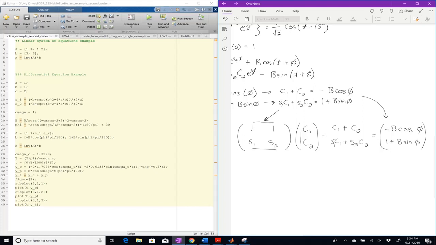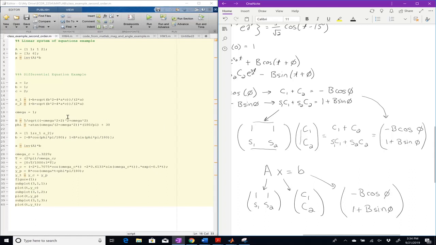Okay, so this is in matrix form Ax equals b, where A is [1, 1; S1, S2], and x is [C1; C2], and b is [minus b cosine phi; 1 plus b sine phi], like that. All right, so I put that into Matlab, and I have that over here.